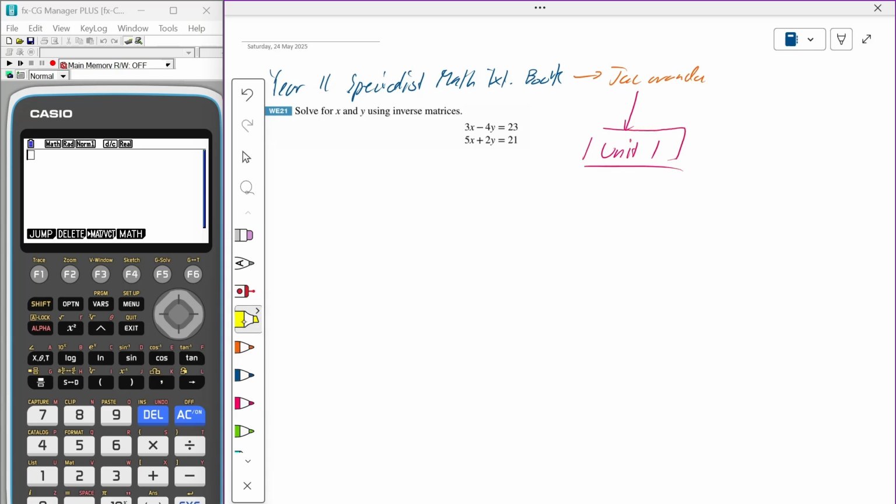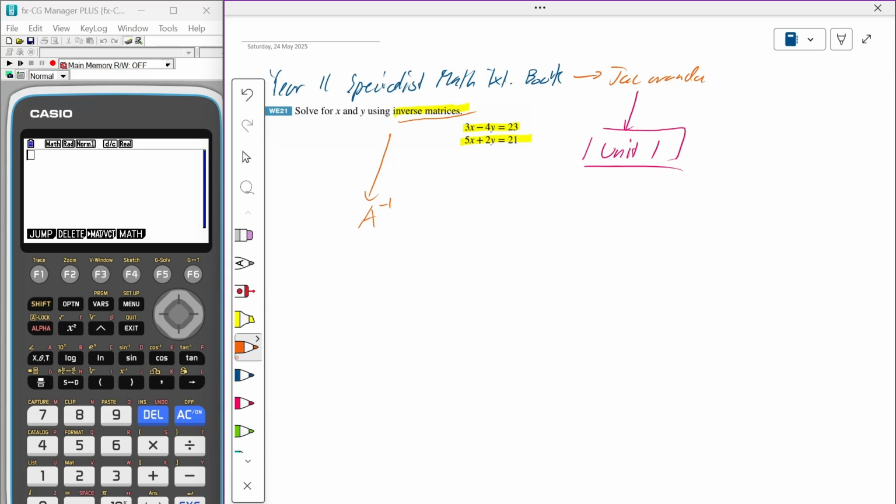Solve for x and y using inverse matrices. So it wants us to use inverse matrices to solve the following simultaneous equations: 3x minus 4y equals 23 and 5x plus 2y equals 21. So what do we do with the information we've been given? Obviously, it's asking us to use inverse matrices, so for our calculations when solving these simultaneous equations using matrices, we're going to be using an inverse matrix.